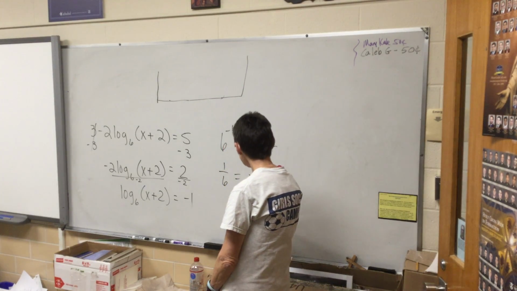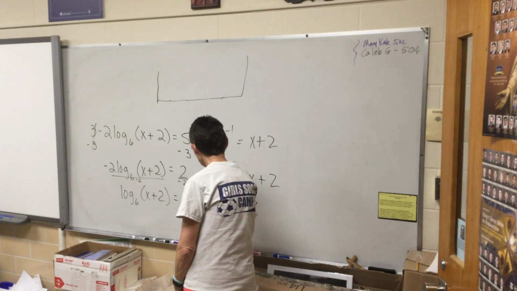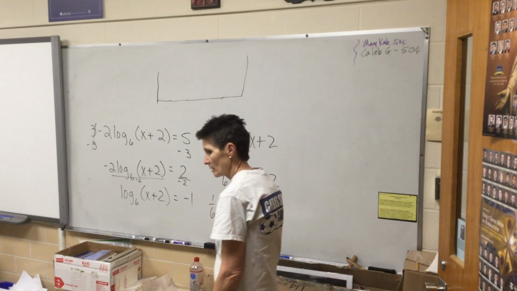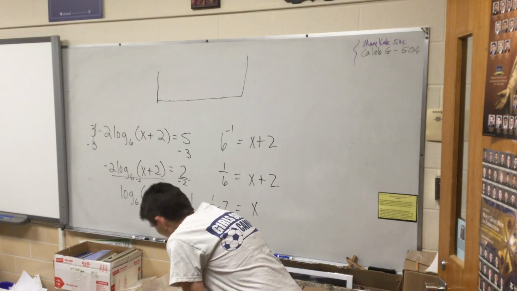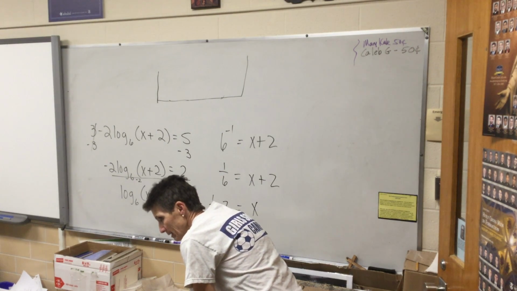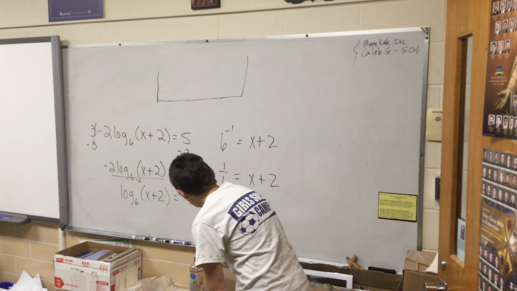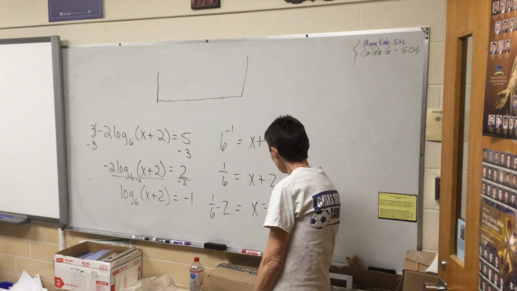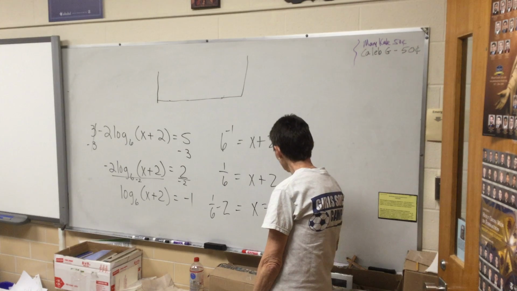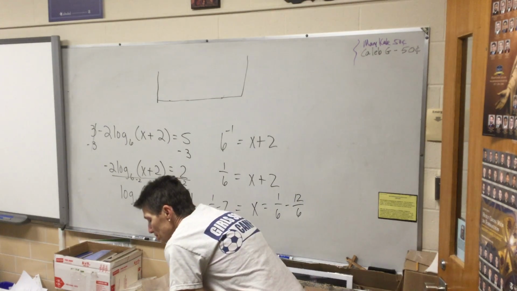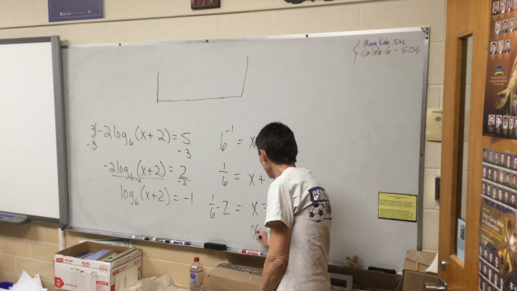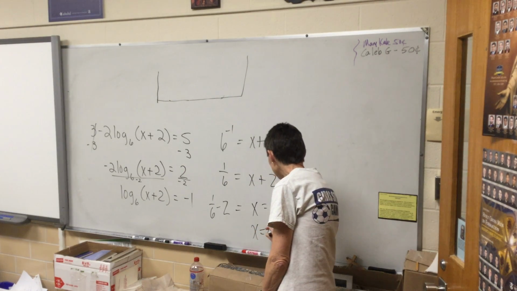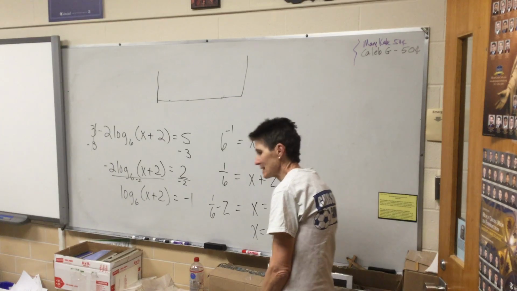Now I need to subtract 2, right? Now this is where all your powers of 4th grade math come into play. We need a common denominator. So this is 1/6 minus 12/6. So the answer to my problem is negative 11/6.